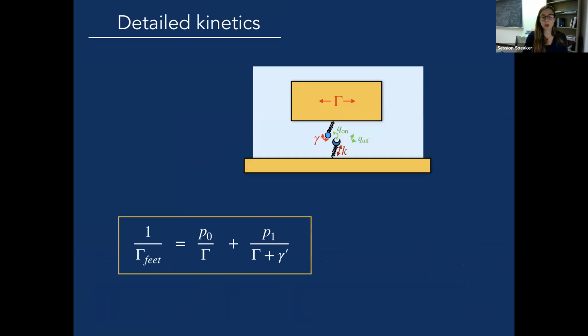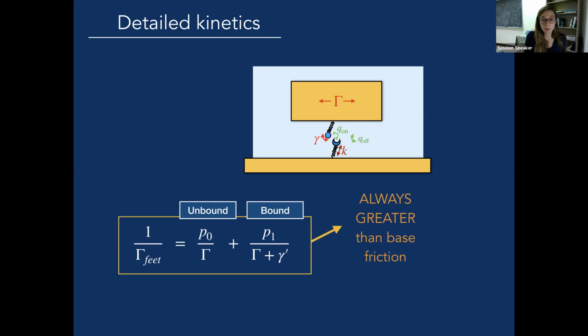Now, what do these terms mean? The first term corresponds to the unbound state. P0 is the probability to be unbound, and 1 over gamma is the inverse of the friction in the unbound state when the particle is not connected to anything. Now, in the bound state, I have this added contribution, P1 over gamma plus gamma prime. P1 corresponds to the probability to have one bond, and in the bound state, the friction coefficient is now gamma plus gamma prime. It's always greater than the base friction gamma.